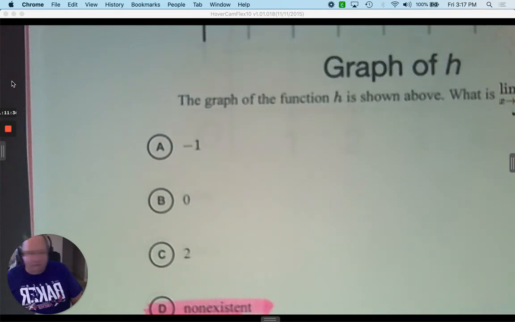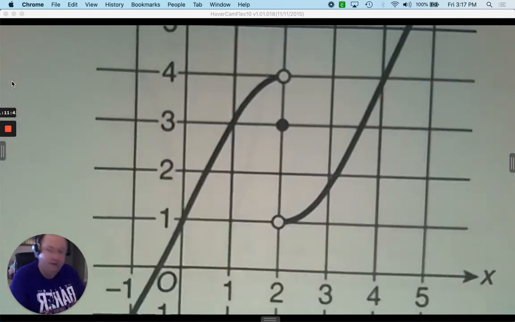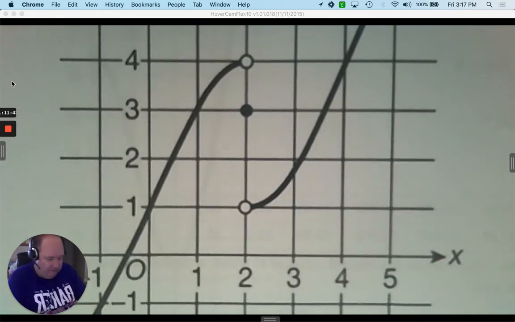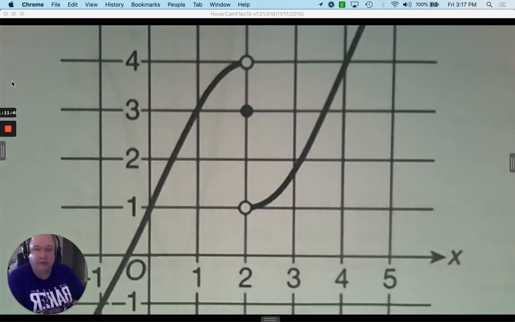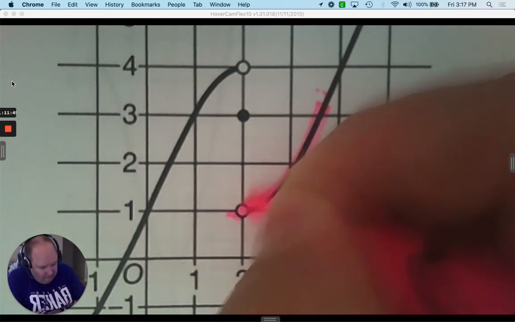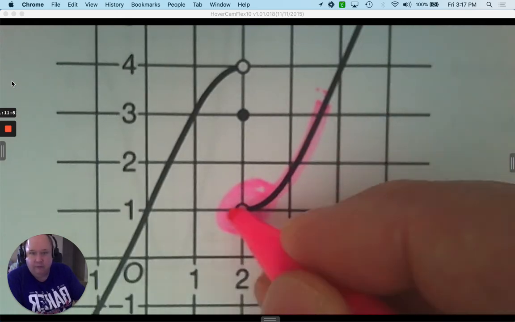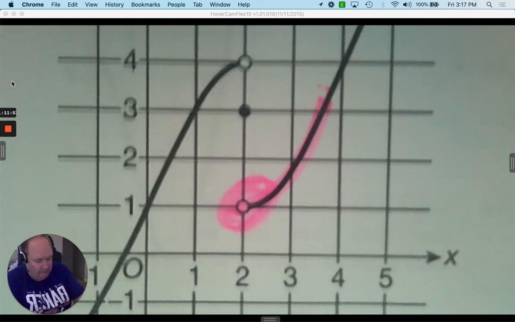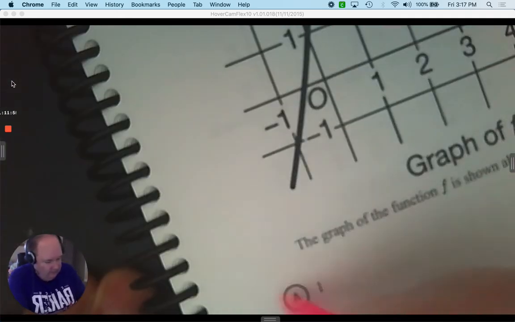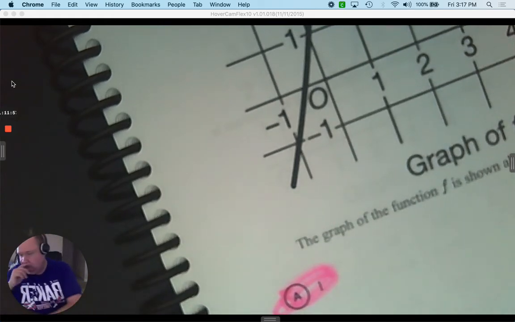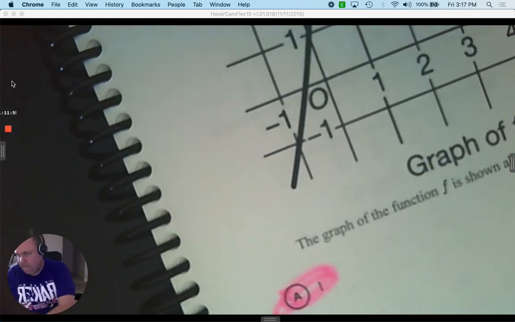Next page. I know some of these questions are just too large from College Board, but I have to show you some graphs. What's the limit as x approaches 2 from the right? So from the right, what's the y value from the right? And the answer is positive 1.